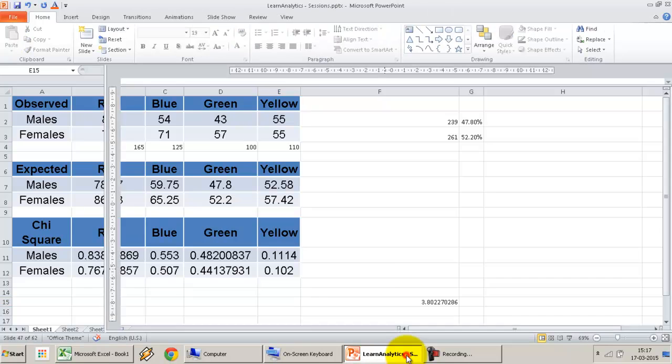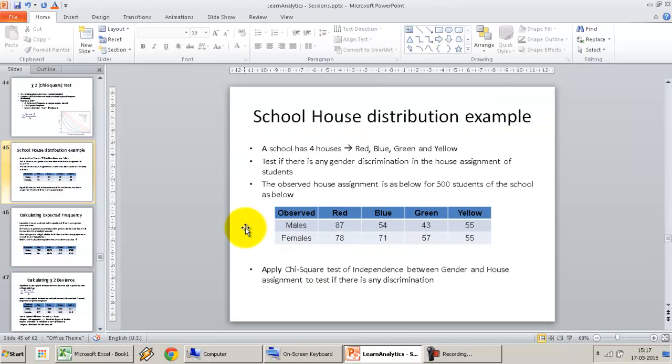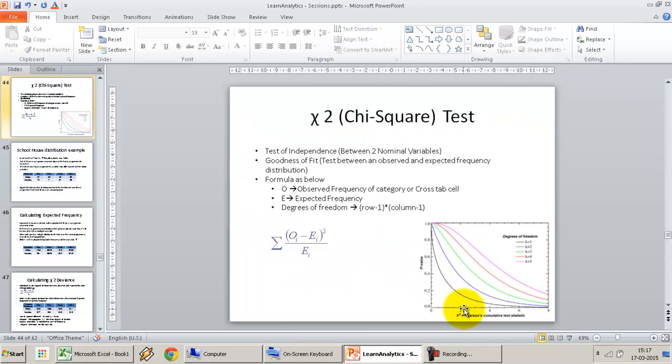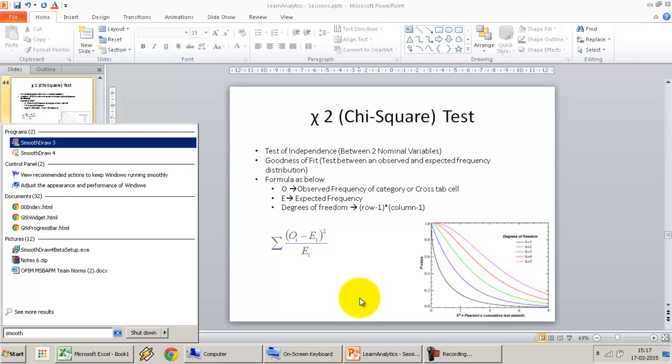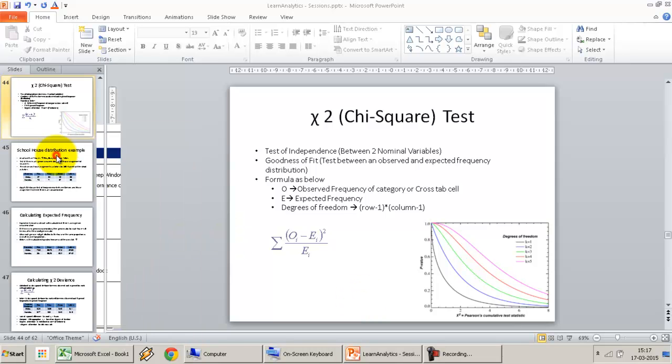If you look at the distribution, the closer it is to 0, the higher is the probability. The higher the chi-square value goes, the lower the area under the curve goes. So I'm going to just draw out the chi-square distribution. Again, it's a right-handed distribution. It does not have any negative values.